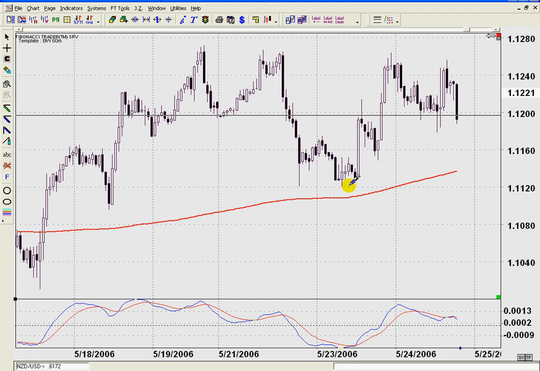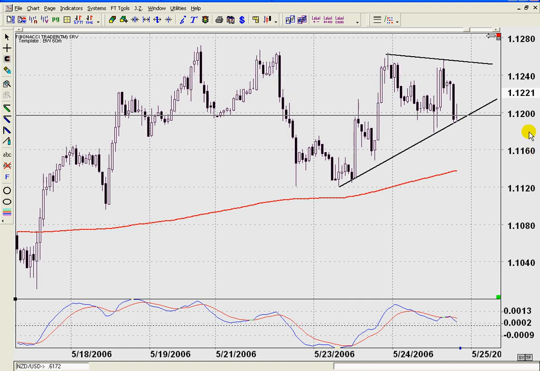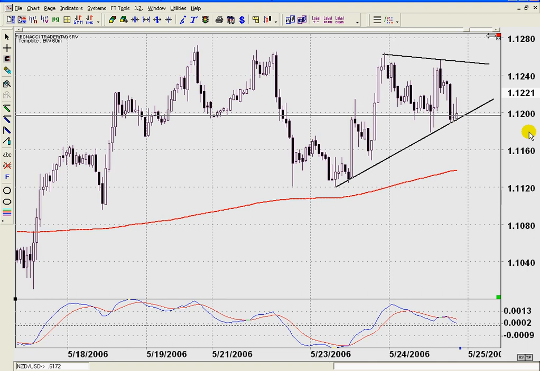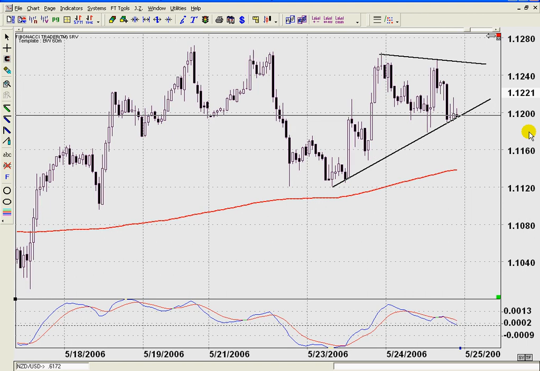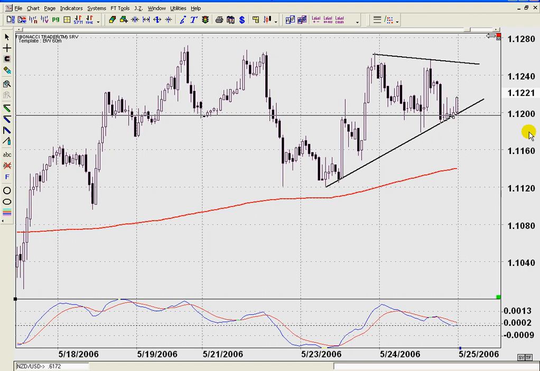Another thing you can do here is make note that price is consolidating and poising for its next move, either up or down. It's trying to hold below 112, as I discussed earlier, and it's not doing a very good job, but that's the Canadian dollar for you.